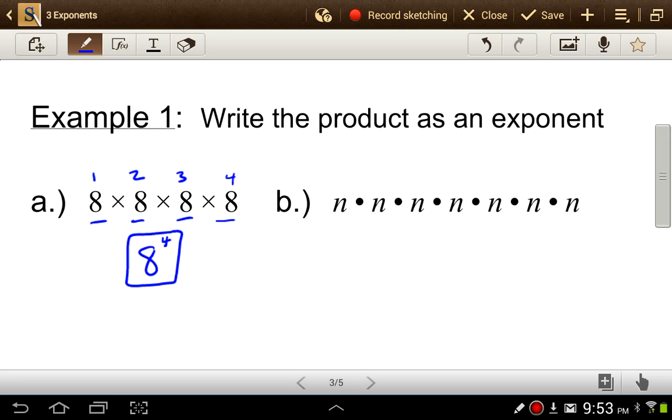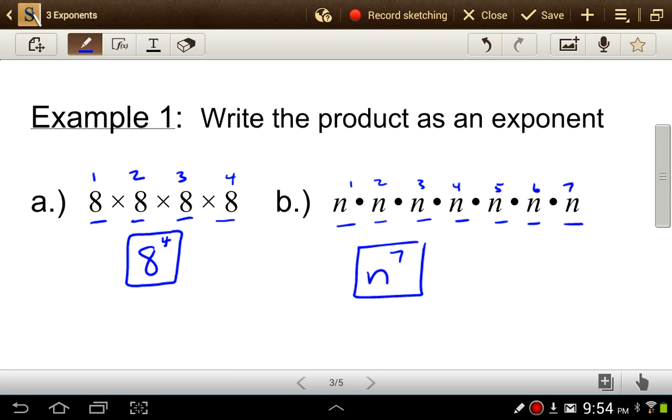With the variables, I can do the same thing. Remember, these are called variables. I figure out my base number. That's n, and that's my factor. And how many times am I using that factor? 1, 2, 3, 4, 5, 6, 7 times. So it's a factor 7 times. So it's n to the 7th power.